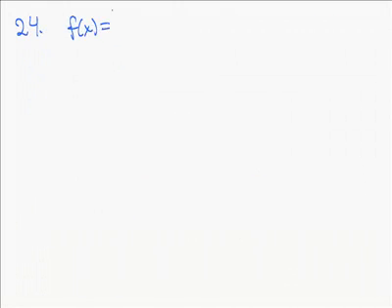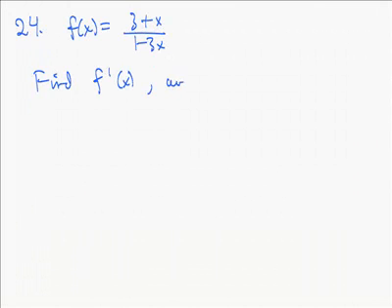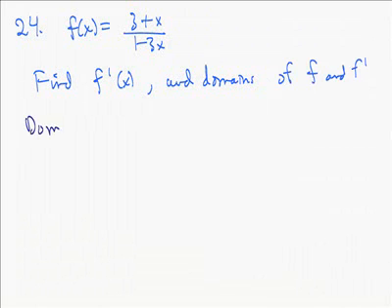We have a function f of x, which is equal to (3 plus x) divided by (1 minus 3x). We want to find the derivative function f prime of x and the domains of both the functions f and f prime. Well, let's start with the domain of f right off the bat.